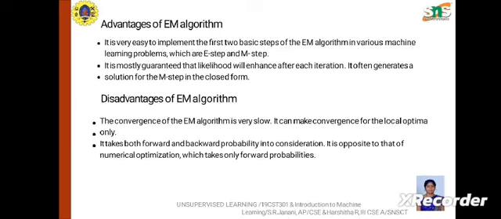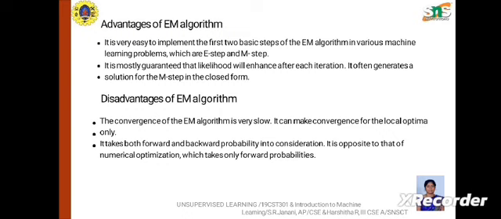The next thing, the major issues in the EM algorithm, are its advantages and disadvantages. The advantages are that it is very easy to implement, with two basic steps, the E step and the M step. Also it improves after each iteration, and it often generates a solution for the M step in closed form.